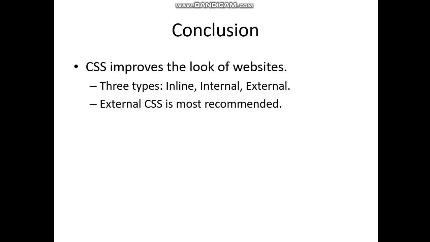CSS improves the look of websites. There are three types of CSS: inline, internal, and external. And among these style sheets, the external style sheet is the most recommended.